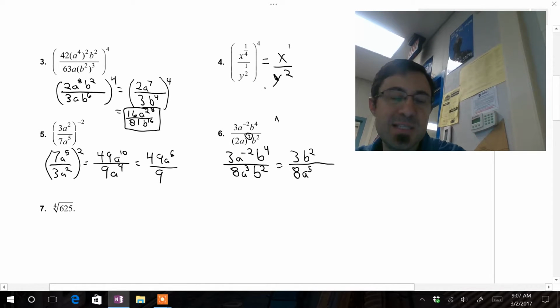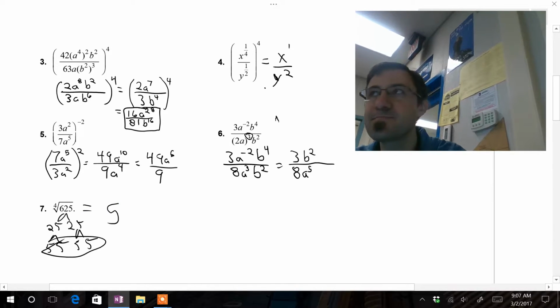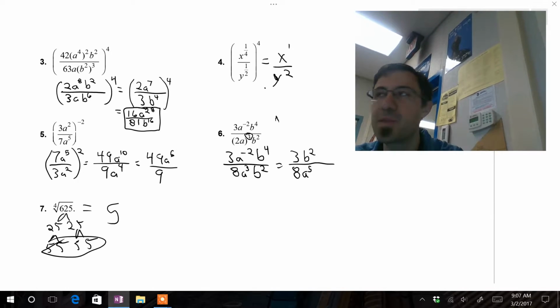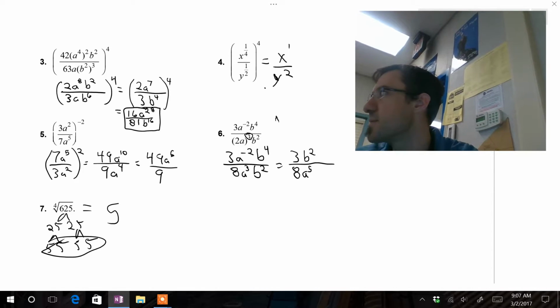Number 7, 625 is 25 times 25. 25 is 5 and 5. So how many 5s we got? 5. Yep, set comes out. The answer is 5. There's no radical left inside. Now, if there was a 2 left in there, if it was something else, you would write 5 4th root of whatever's left. There's nothing left, so it's just 5.